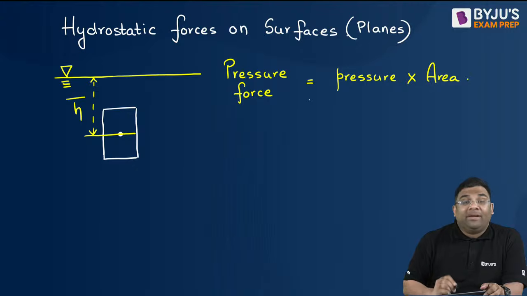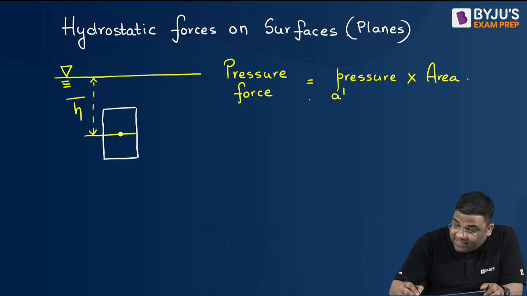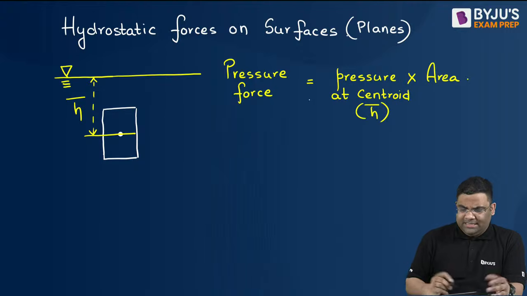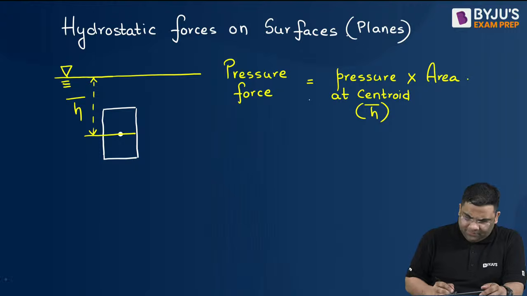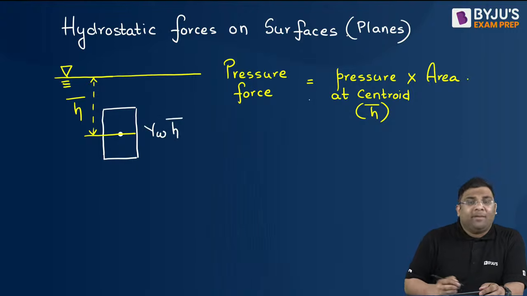So what will be the pressure? I'll say pressure at centroid, or I can say h bar. So what will be the pressure here? Very easy. Suppose it is water. With water, the pressure here will be gamma W into h bar.